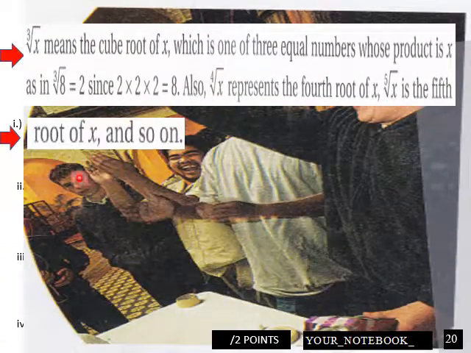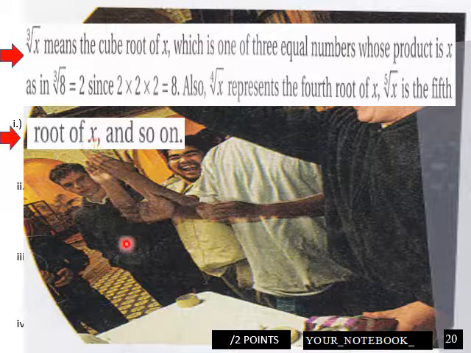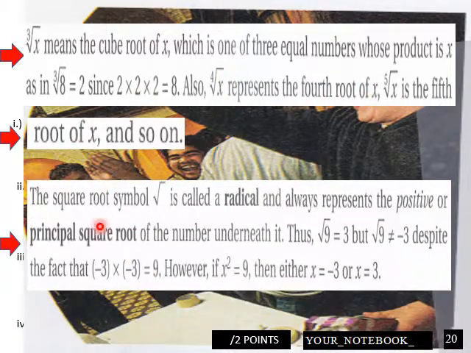Page 20. The cube root of x means one of three equal numbers whose product is x, as in the cube root of 8. So this means the root, well, how many roots you're taking of the number that's inside the radical, the radicand. This is the radicand here, and then this would be the root. Fourth root, fifth root.